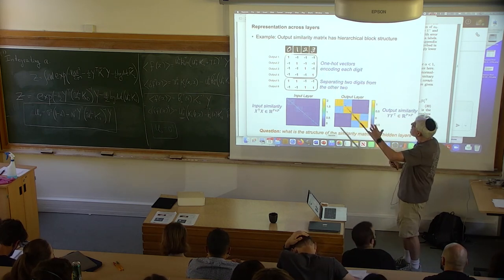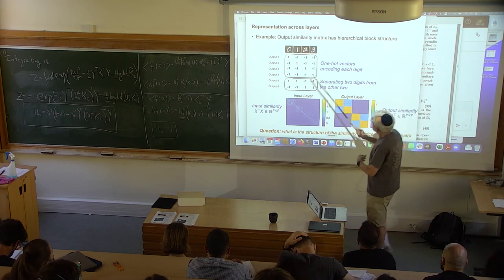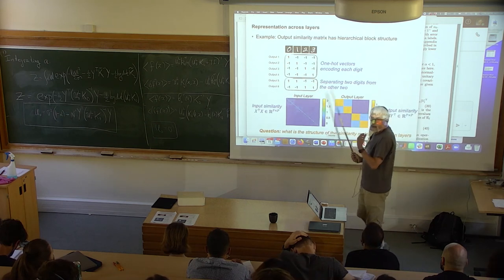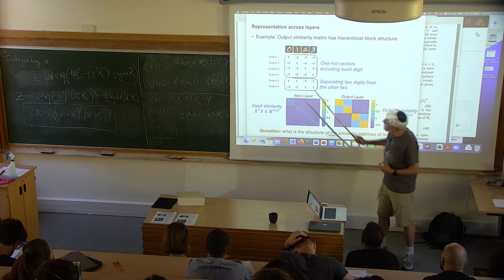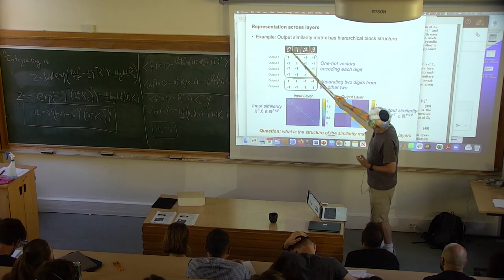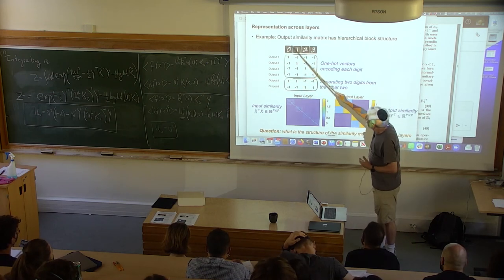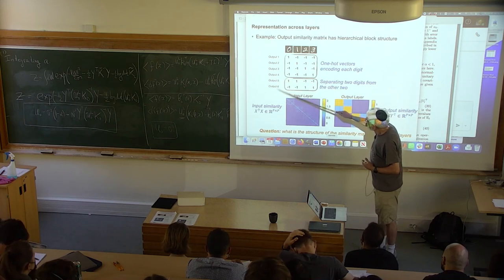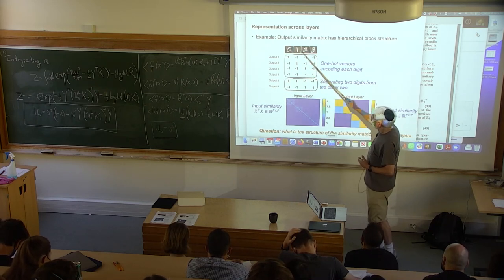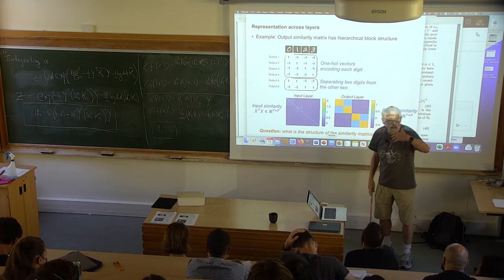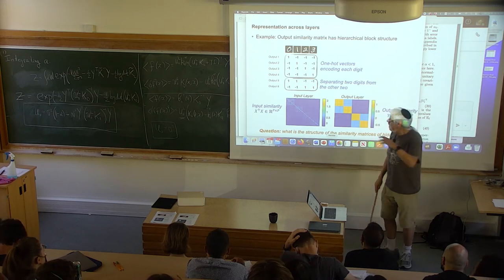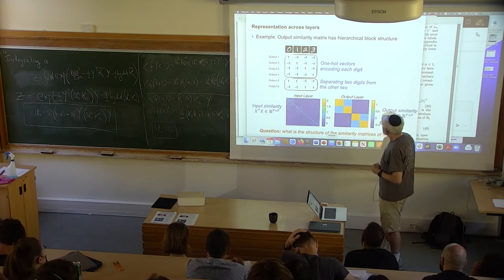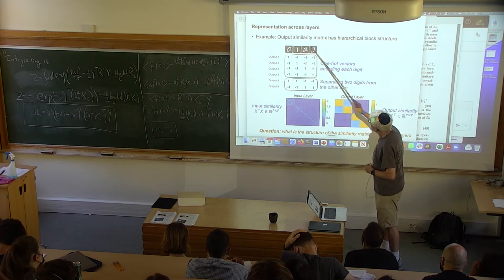So the input is the same, but the features that the six output units are looking at are different. The first four are looking at the features of individual digits. The last two are clumping this together and this together. So there is hierarchical structure in the overall output, whether you look at the individual ones or whether you look at these ones.